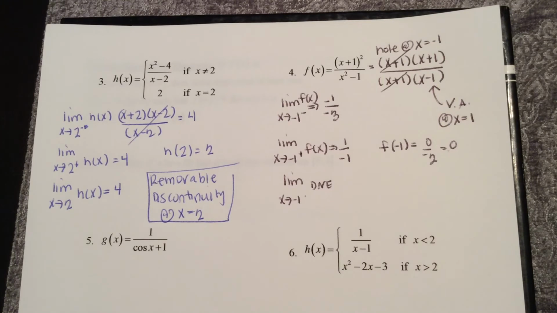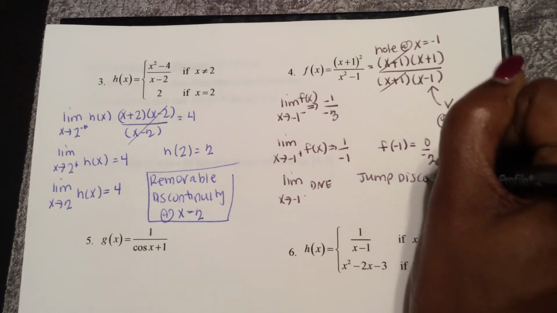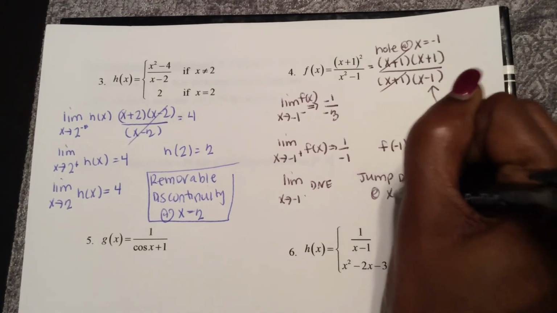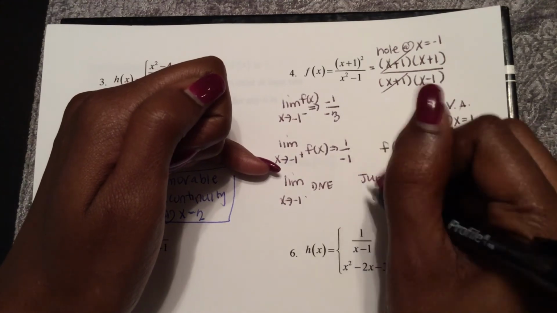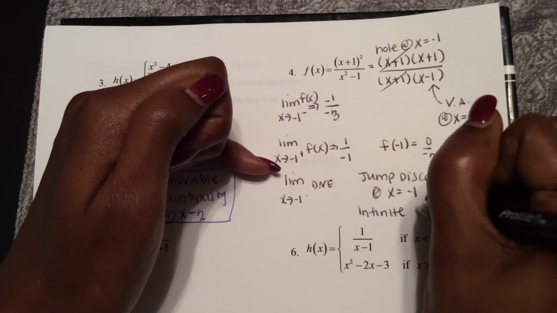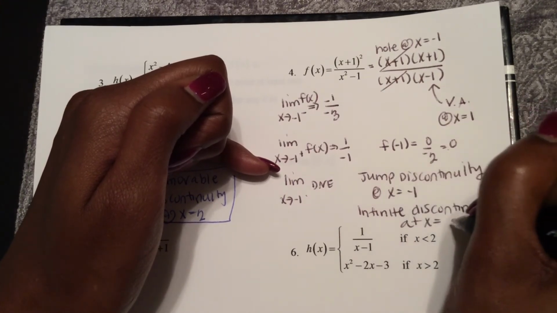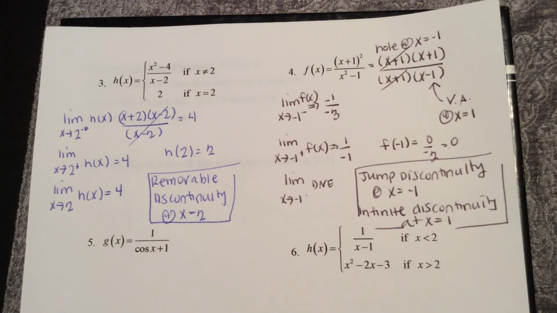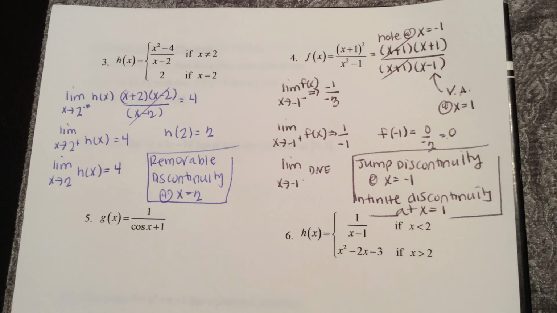So this has a jump discontinuity at x equals -1 because our left and right hand limits don't match. And we've also got infinite discontinuity at x equals 1 because of our vertical asymptote. So we have to keep in mind that sometimes there can be more than one type of discontinuity within one function. So we have to check all possibilities.